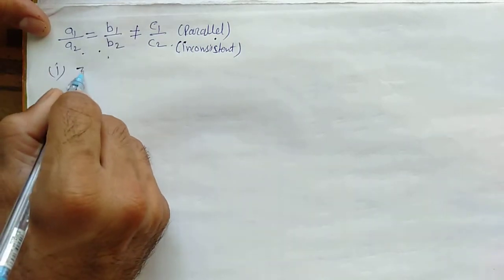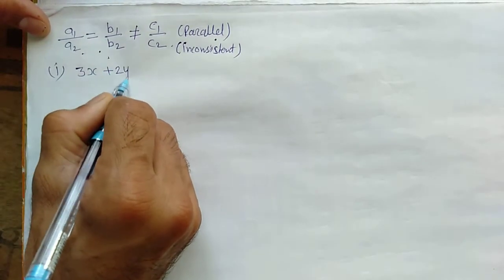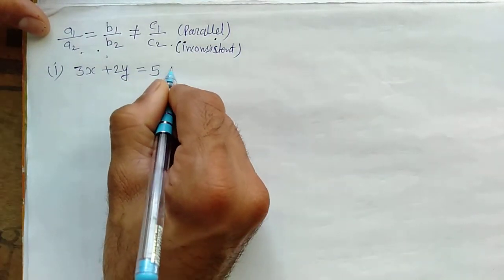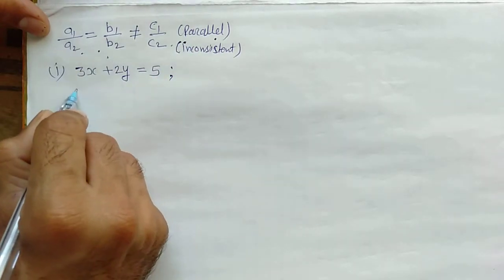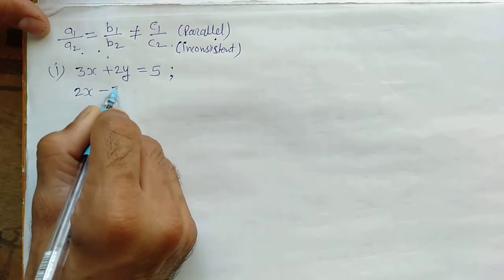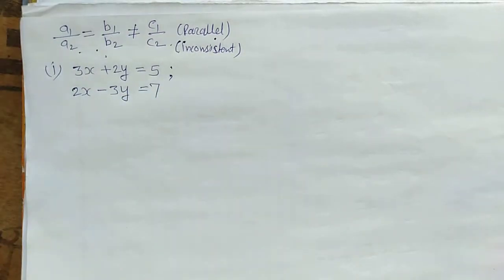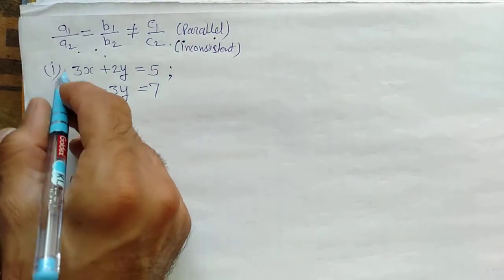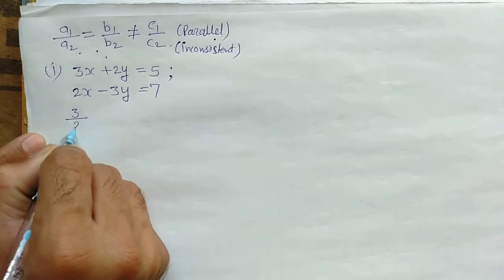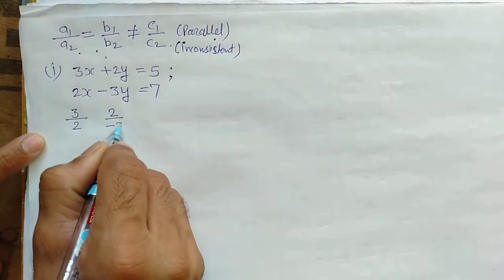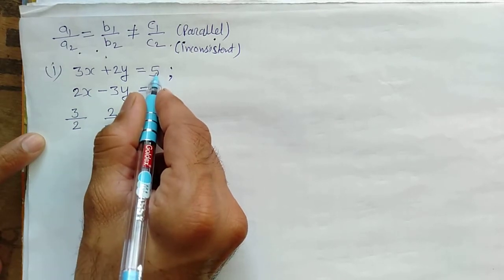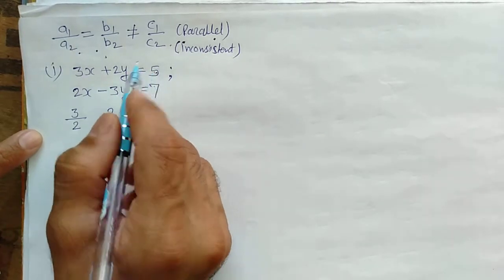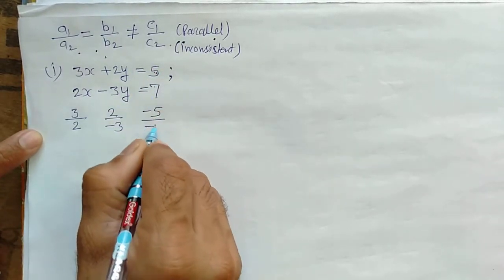The first one, in the given equation, 3x plus 2y is equal to 5. And the second equation given is 2x minus 3y is equal to 7. This is the second equation. Let's check. A1 upon A2, 3 upon 2, B1 upon B2, 2 upon minus 3, and the constants come to this side by transposing. Always keep in mind, first take this number to the left hand side. So this will become minus 5 and this will become minus 7.